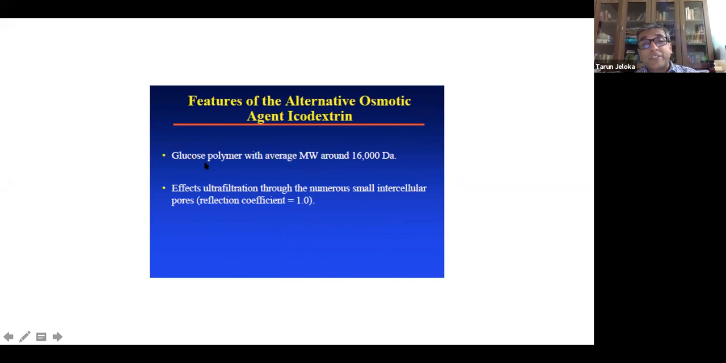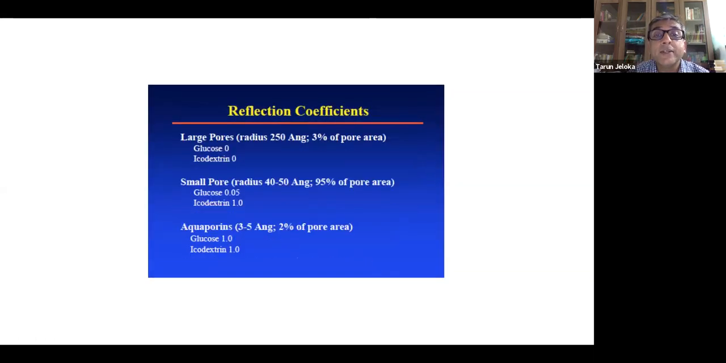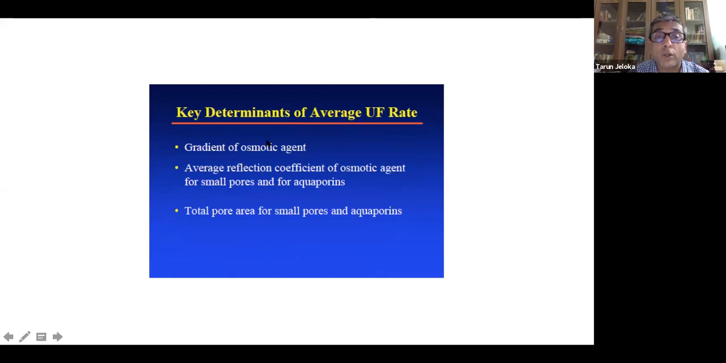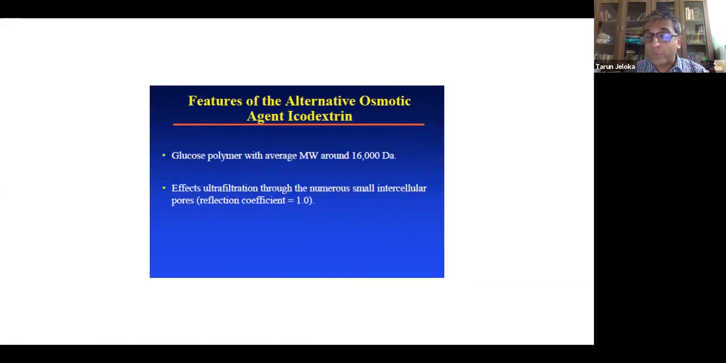Now, as I said, icodextrin is a glucose polymer with a molecular weight of about 16,000. It is variable, but the mean is 16,000. And as I said, its reflection coefficient is 1. So how do we calculate the osmotic gradient? If you remember, if I go back to my slide, I told you the determinants are osmotic gradient and reflection coefficient. We discussed reflection coefficient, and about pores and gradient, I'll tell you immediately. So osmotic gradient is the important factor which influences the ultrafiltration. So how do you calculate the osmotic gradient?